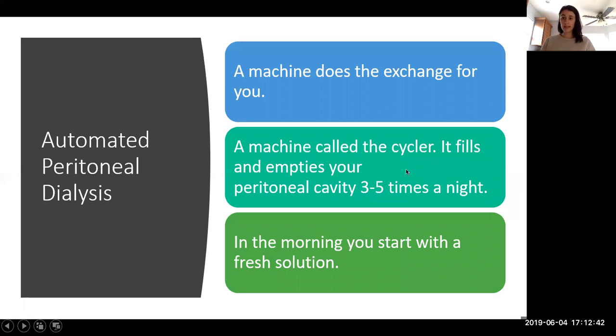The other PD is automated PD, where a machine does it for you. Instead of doing it by hand and needing to constantly change, you're hooked up to a machine called the cycler. It fills and empties the cavity 3 to 5 times a night. In the morning, you start with a fresh solution. So it really does the work for you. However, you're more hooked up to a machine, so that kind of limits your activities, whereas with the other one, you're more able to move around.